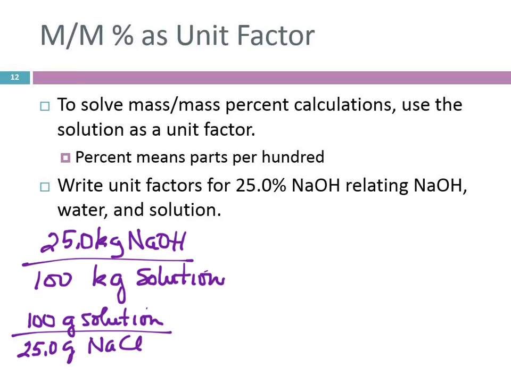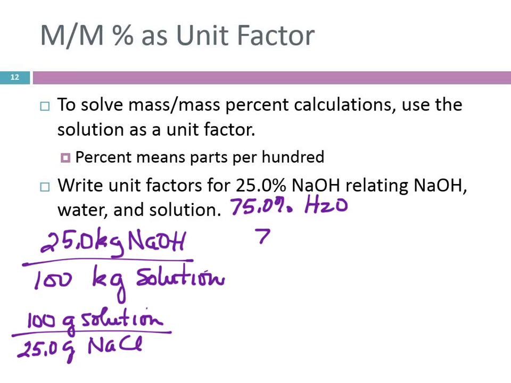Because for this solution, those two things are equal. How would we relate the mass of water to the mass of solution? If it's 25% sodium hydroxide, what's the other 75%? Water. This solution only has two components. You can have multiple components in a solution, but this one has two things, water and sodium hydroxide. So that means if it's 25% sodium hydroxide, it must be 75% water.